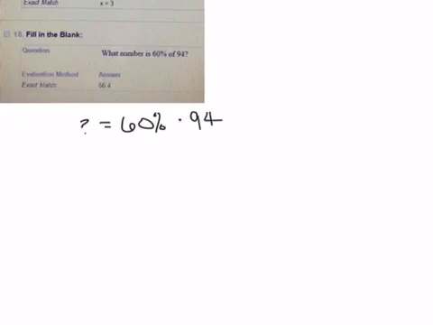So for number 18, what number is 60% of 94? Remember we did that? And we'll change the question mark to an x. And we cannot do anything with a percent sign, so remember we have to change it to a decimal. So 0.6 times 94 is what we're doing. And that's where our 56.4 comes from.